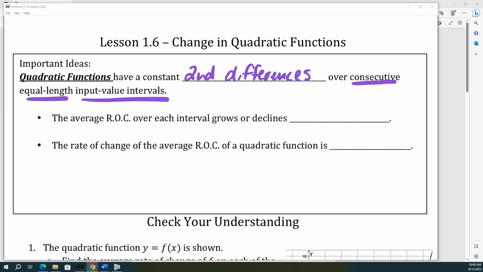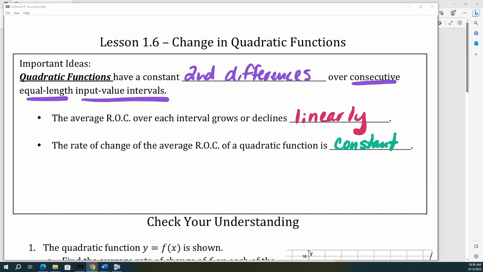So we need to make sure every time we say something about the second differences, it's over consecutive equal length input value intervals. All right, and the average rate of change over each interval grows or declines linearly. It's a hard word to say. And the rate of change of the average rates of change of a quadratic function is constant. So they are changing at a constant rate.